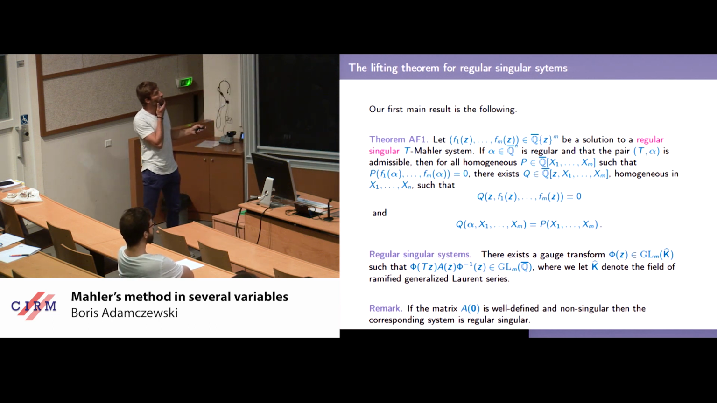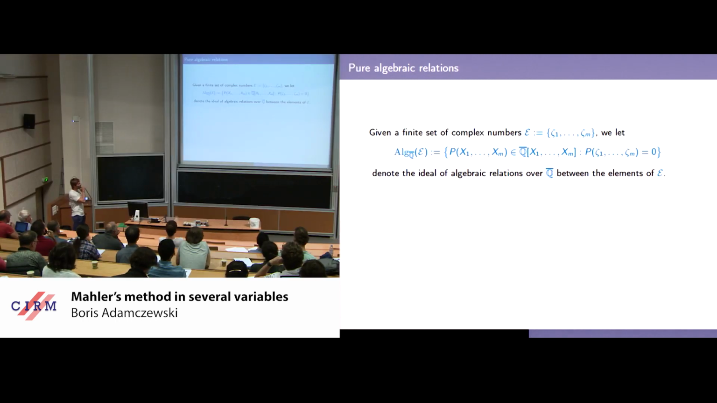And we also have a second one I want to mention, which is of a completely different type. I think for me it's the first time I see a result of that type in such a general setting. So it's the following one. If I have a finite set of complex numbers, I will write alg E for the ideal of algebraic relations between my numbers.